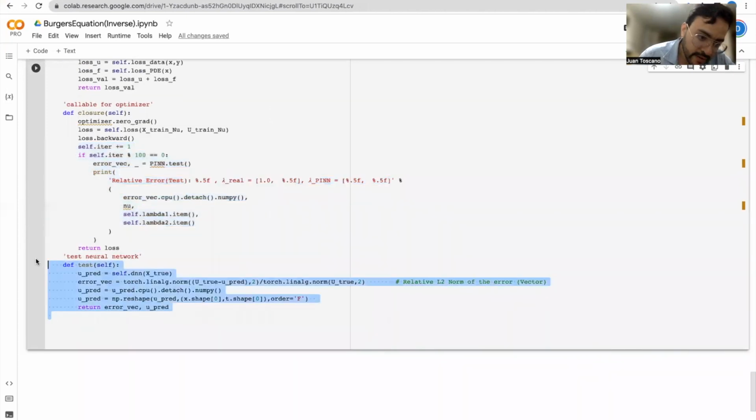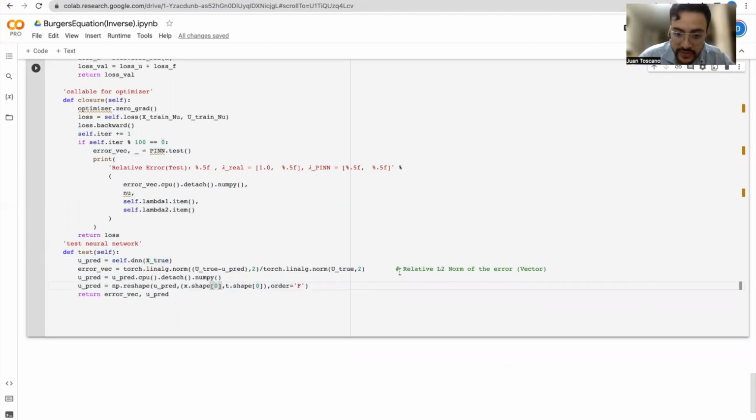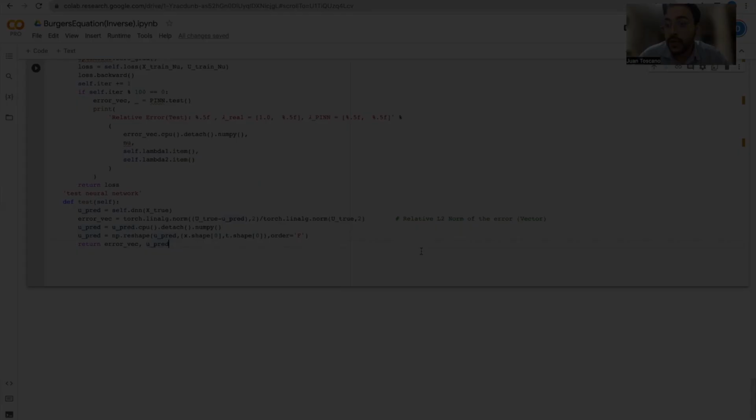Also, we add a section to evaluate our deep neural network on the X_true, which would be the whole dataset, and you will see it right here. For this value, we will obtain the relative error, not the mean squared error. And yeah, so let's keep going.